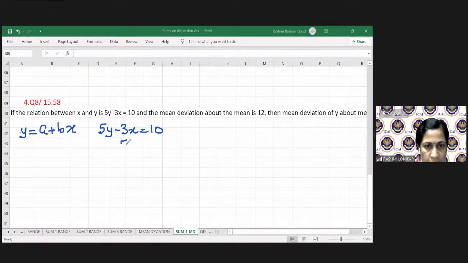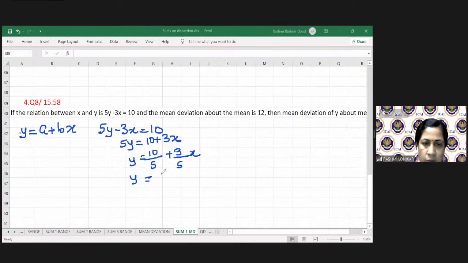So this will be 5y equal to 10 plus 3x, because when this minus 3x comes to this side it becomes plus. So y will be equal to 10 upon 5 plus 3 upon 5 x. Okay. So this is of the form y is equal to a plus bx. So how much is my b? b is equal to 3 upon 5.